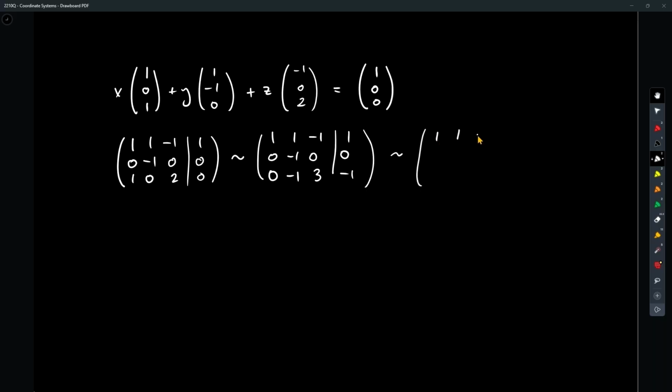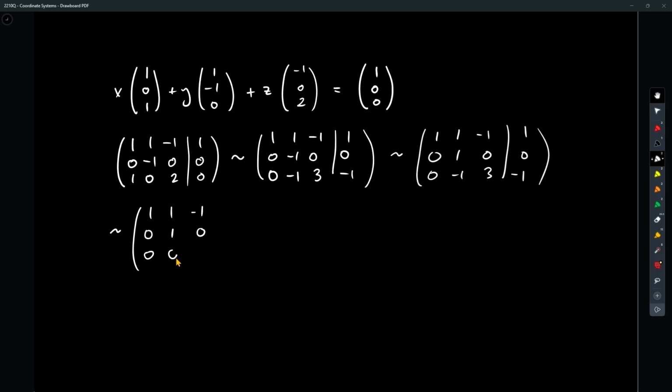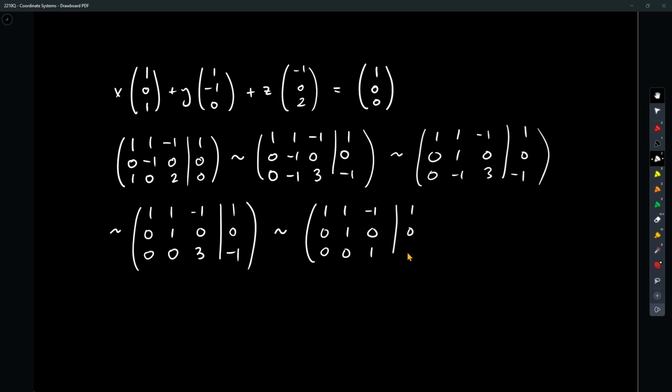These will be 1, 1, minus 1, 1, 0, 1, 0, 0, 0, minus 1, 3, minus 1, and that row reduces to 1, 1, minus 1, 0, 1, 0, 0, 0, 3, 1, 0, minus 1. And now I could just keep going and actually find the solution. Maybe we should do that. 0, 1, 0, 0, 0, 0, 1, minus a third.